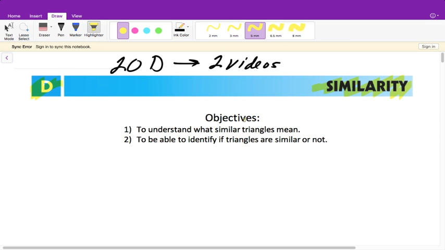All right, but our objective is to understand what similar triangles mean and to be able to identify if triangles are similar or not. Right? That's going to be the first video. The second video is sort of what we did in the beginning as well with section 20A, where we talked about congruent triangles, and then we were applying to solve for missing sides and angles of congruent triangles. It will be the exact same thing for this as well. All right, so we're just going to first be able to identify what does it mean to be similar, and also how to identify if they're similar or not. And then our next video, we will go through solving problems.